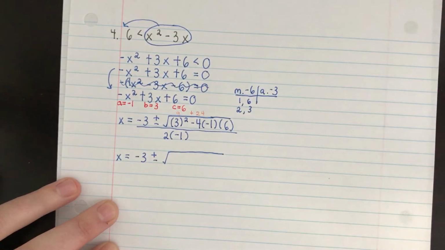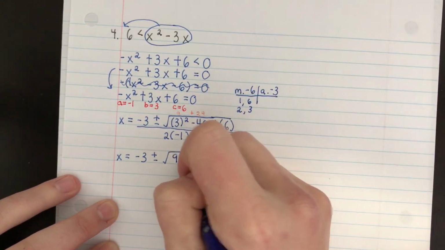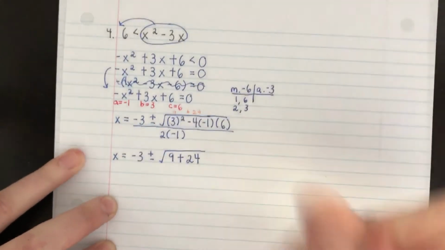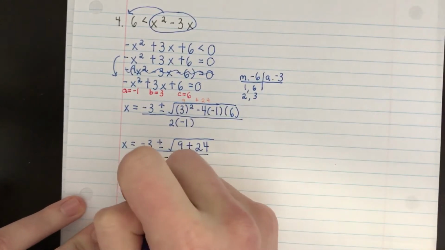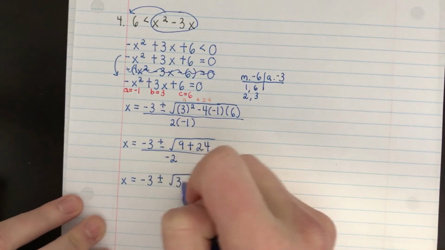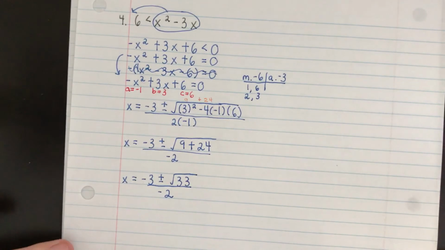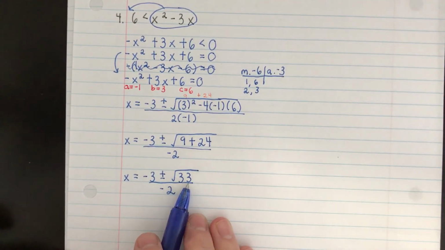So 9 plus 24, which is going to give us, so 9 plus 24 essentially is what we have under there. And then all over negative 2. So this is going to become x equals negative 3 plus or minus the square root of 33 all over negative 2. Okay, y'all, the square root of 33 is a decimal number.